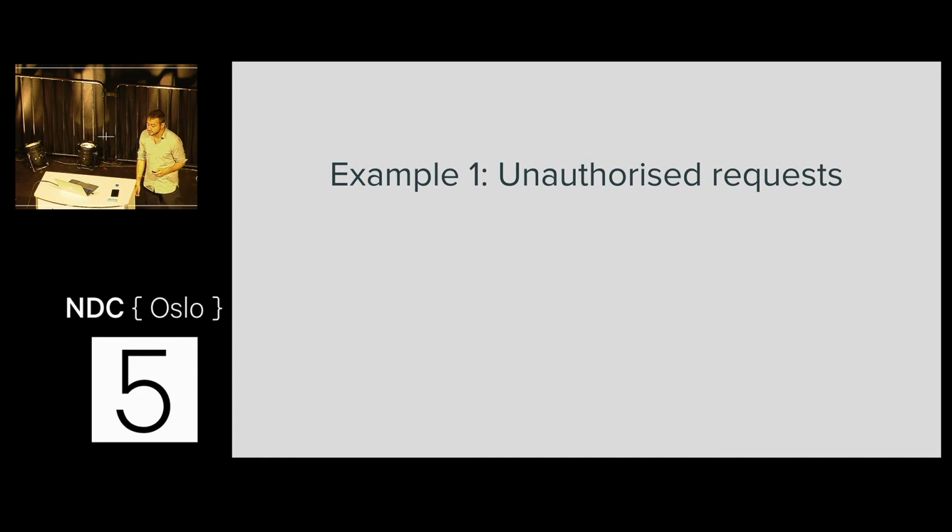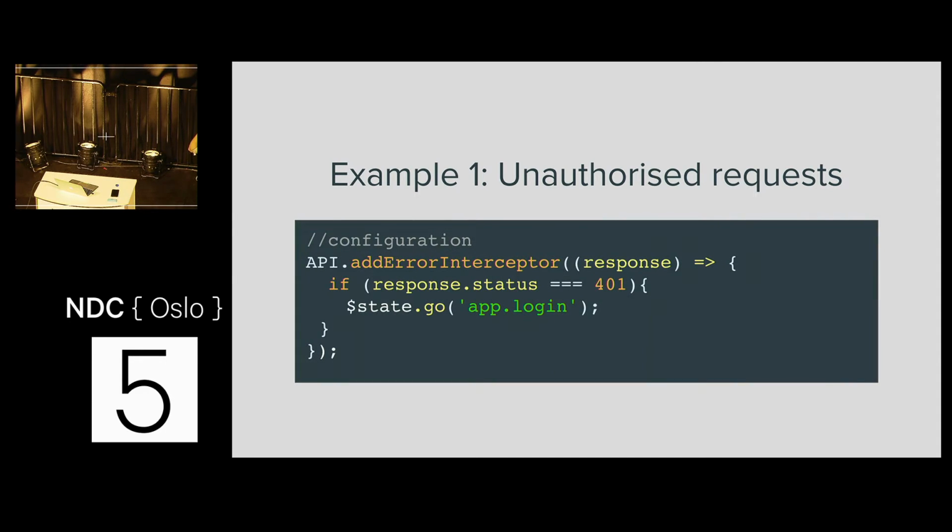And the first example is handling unauthorized requests. So if your server sends back 401, you want to redirect the user to the login page. You can do this by checking the response status for 401, as in unauthorized. And then you can redirect the user to the login page, for example. So you do this once, and then later on, when you're using your API service, you don't worry about it anymore.